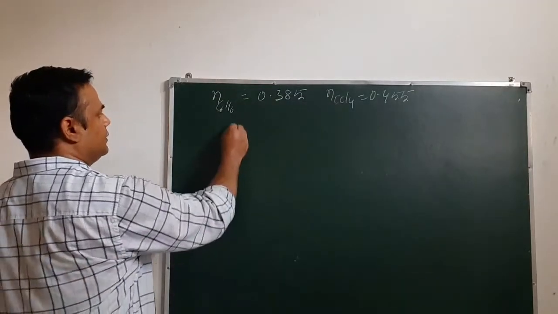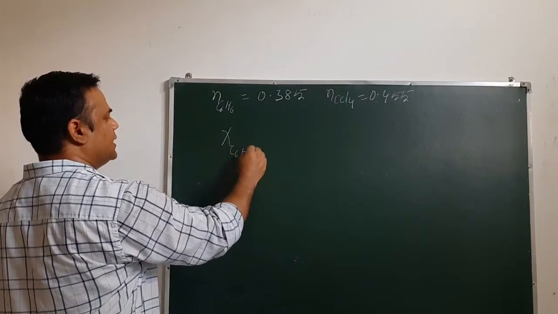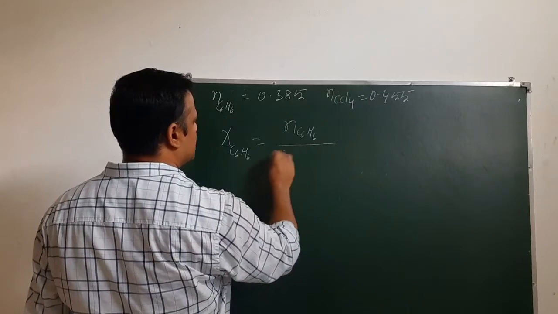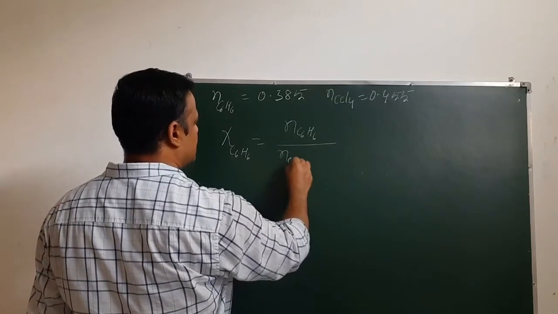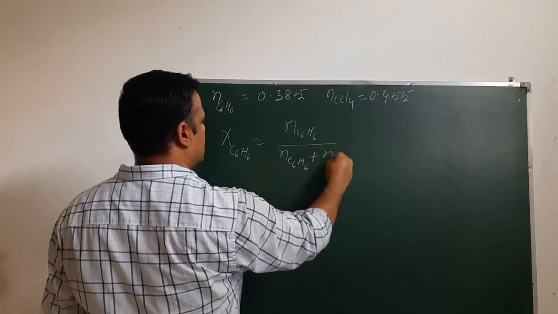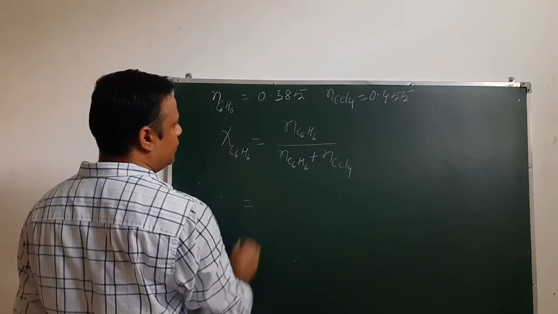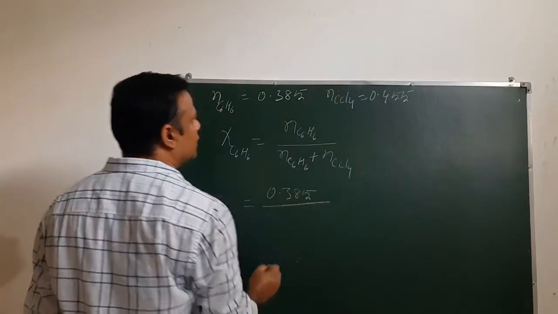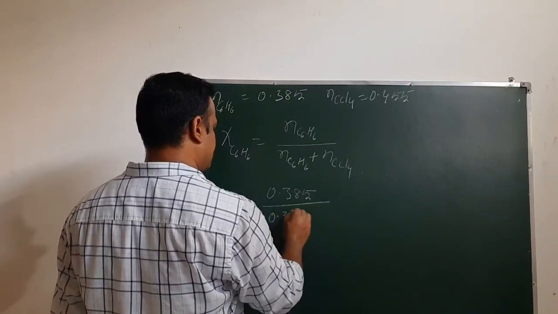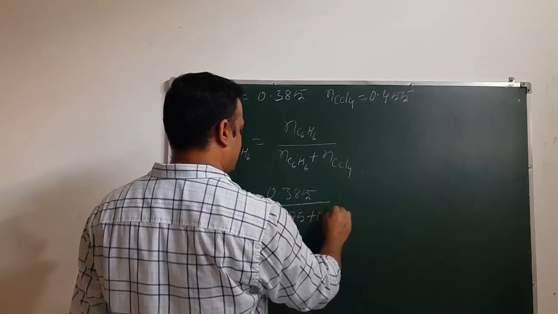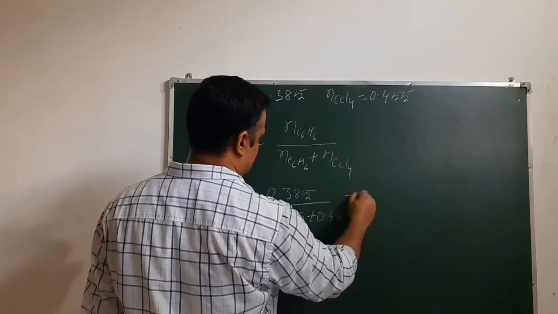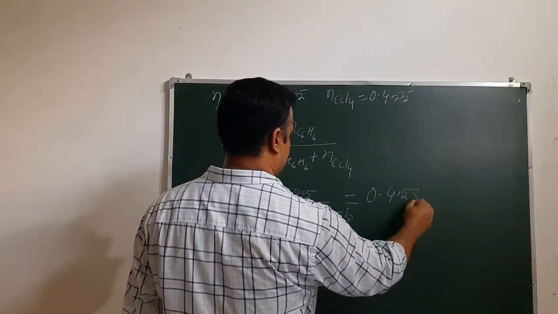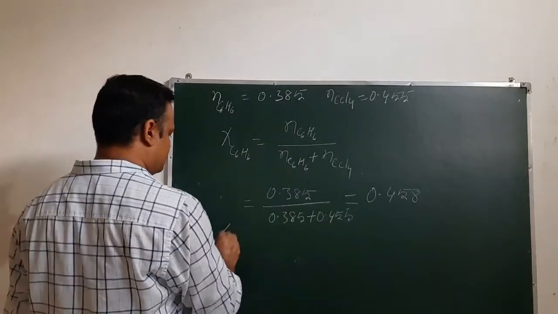Mole fraction of benzene C6H6 will be number of moles of benzene divided by total moles, that is n C6H6 plus n CCl4, and this will be equal to benzene mole is 0.385 divided by 0.385 plus 0.455, and this will give 0.458.